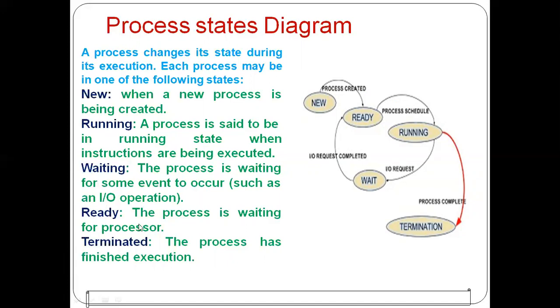Now next is ready. The process is waiting for a processor. That means it becomes ready. Last is terminated. The process has finished execution. This means termination, beginning or ending, that is the same. This is a termination, oval shape. New. This is a process. See here: new, ready, running.